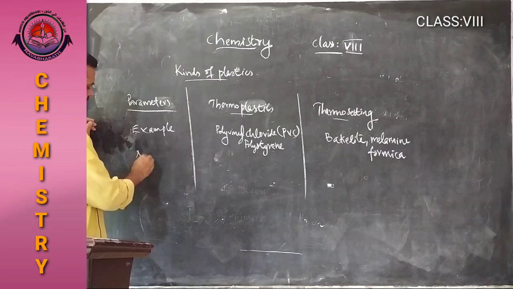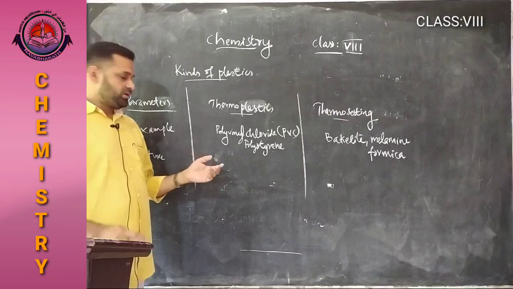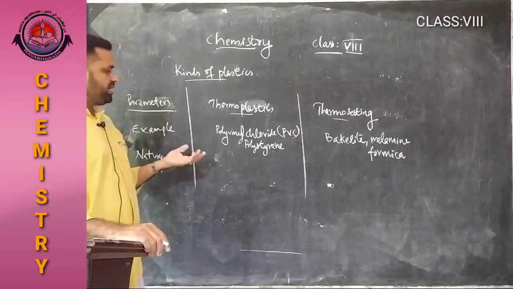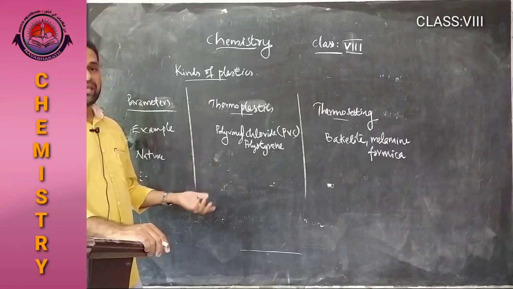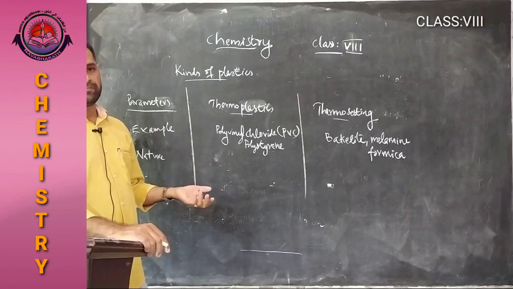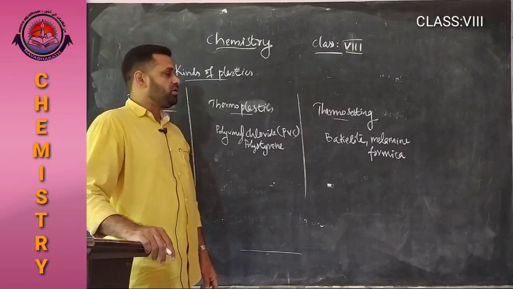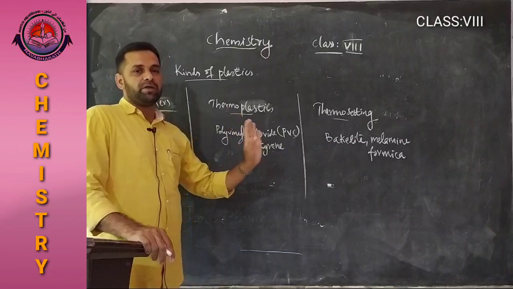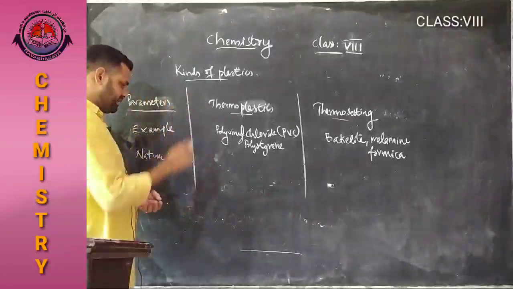Then about their nature. I told you that thermoplastics can be molded into a different shape on heating and cooling, so we can mold them again and again. But in the case of thermosetting plastic, we cannot mold them again. Once we make it into a shape, it becomes set. That is their nature.